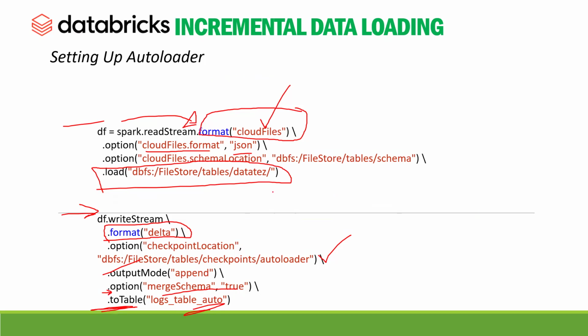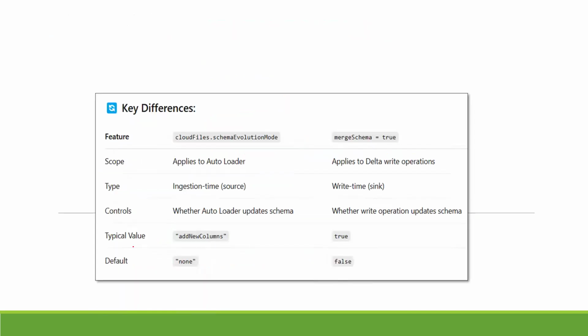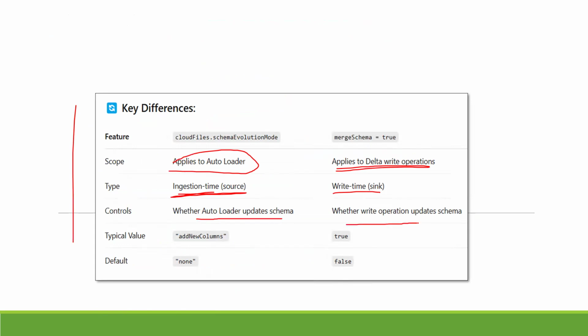Here, if you got a little confused with respect to schema evolution mode and mergeSchema, I've listed it over here. Schema evolution mode is something we apply at the autoloader end, that is, while reading the data, so it happens with respect to the data sources. MergeSchema is something we apply for the Delta write operations, df.writeStream. So it is a write-time feature that we have to set. Schema evolution mode controls whether autoloader has to update the schema, and mergeSchema controls whether the write operation has to update the schema.